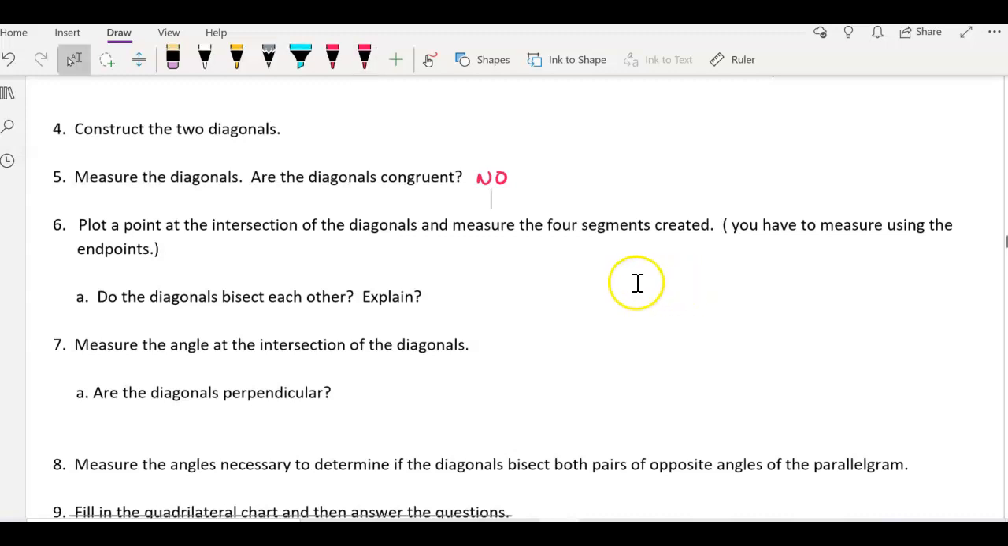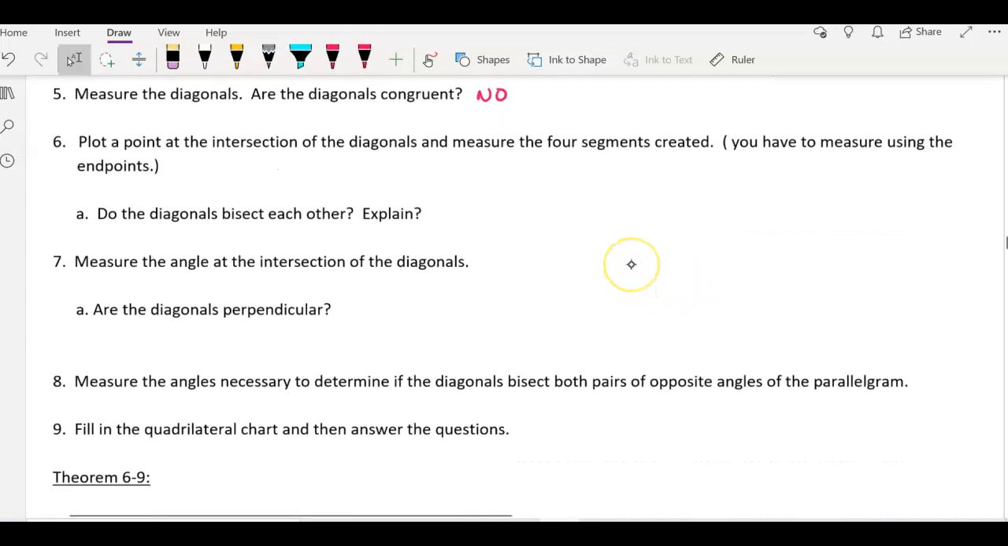And when we plotted the point and measured those angles, right? Oh, we'll jump to number 7. When we plotted the point at the intersection and measured those angles, are the diagonals perpendicular to each other? Yes, because they are all 90 degrees. Now, right away, do the diagonals bisect each other? Well, if it happened in a parallelogram, it's going to happen in a rhombus, so yes.